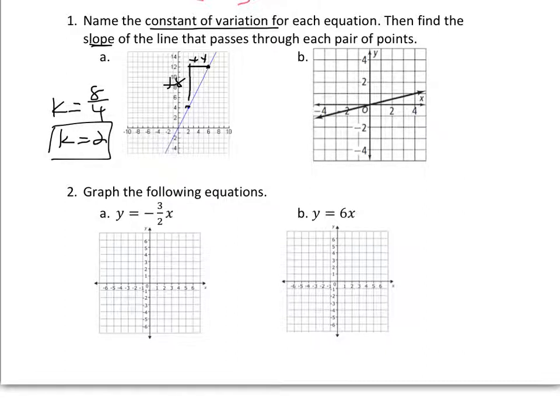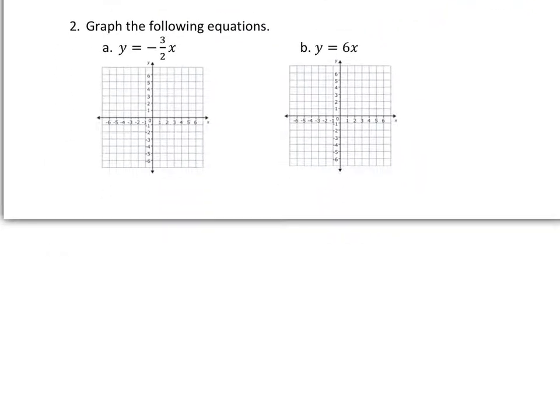Now the second one, you can pick any 2 points you want. The easiest one is use the origin for these direct variation equations. The origin is always an option. Okay, so use it as much as you can. Now you count the rise and the run. You're going to go up 1 there, and you're going to go to the right 4. Okay, so our slope, which is k, or the constant of variation in this case, is rise over run, or 1 over 4.